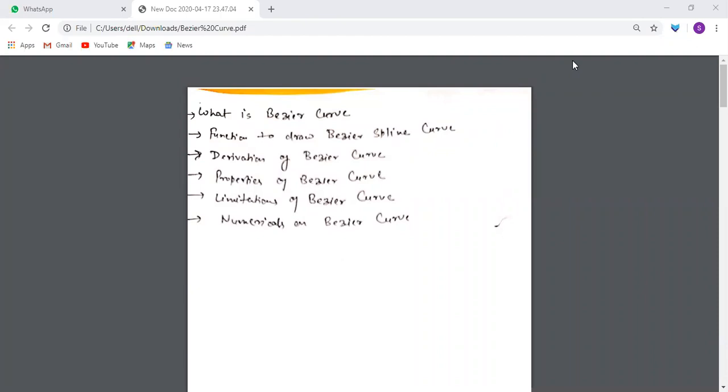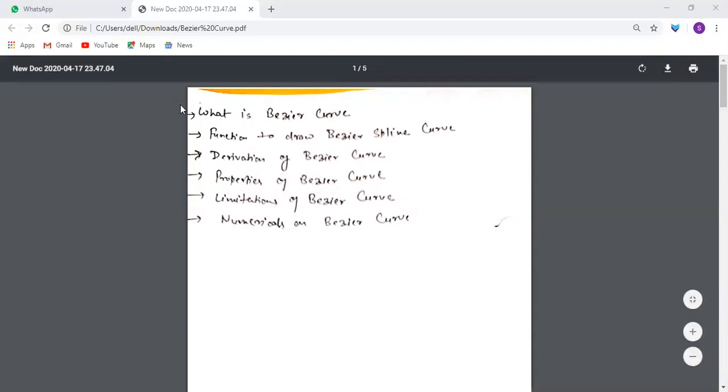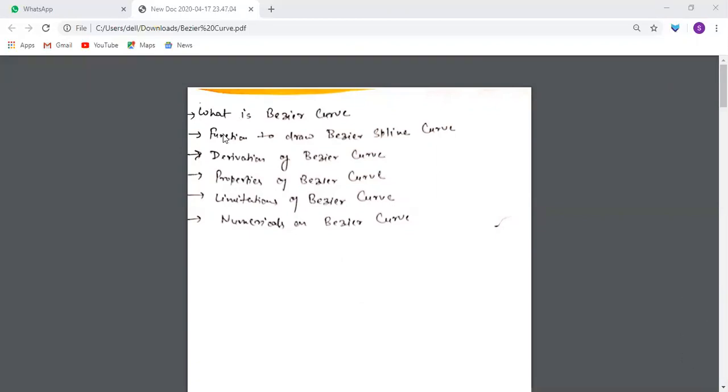Now is the time to move ahead and discuss the type of a curve that follows the properties of a spline, and one such curve is Bezier curve. The name is Bezier spline curve, mostly known as Bezier curve. So what we need to discuss from the exam point of view are the following points. First of all, what is Bezier curve? How does it look like? What are the basic properties? Function to draw Bezier spline curve.